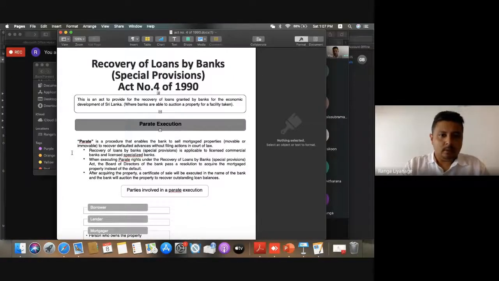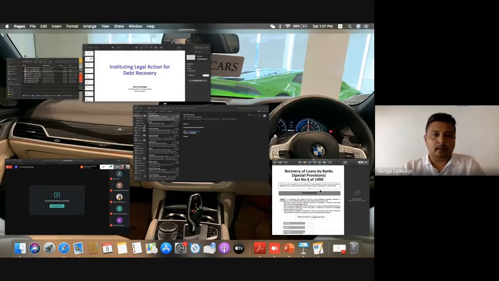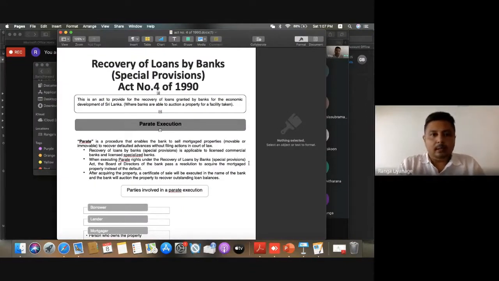Now, recoveries of loans by banks. Right? I presume all of you have this particular material with you. Again, one of my students, a banking student, got together and compiled this. I went through this whole draft. So another student like you all, who was in my class in a previous batch. So thank you to her.